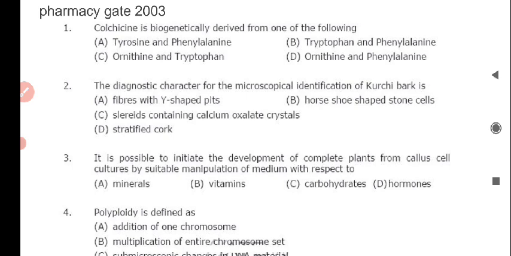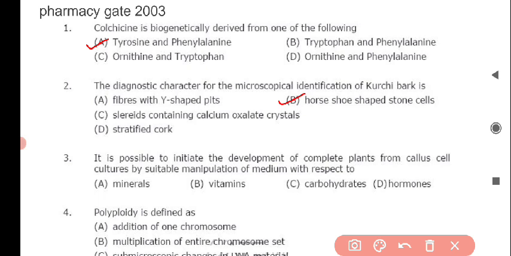तो चलिए स्टार्ट करते हैं फर्स्ट क्वेश्चन से। The first question is colchicine is biogenetically derived from one of the following. The correct answer is option A, tyrosine and phenylalanine. Next question is the diagnostic character for the microscopical identification of Kurchi bark is, and the correct answer is option B, horseshoe shaped stone cells.